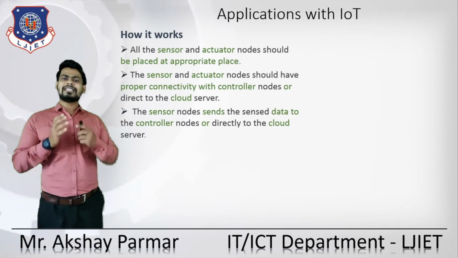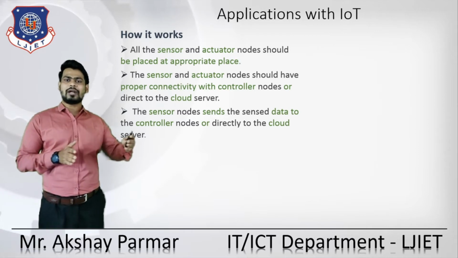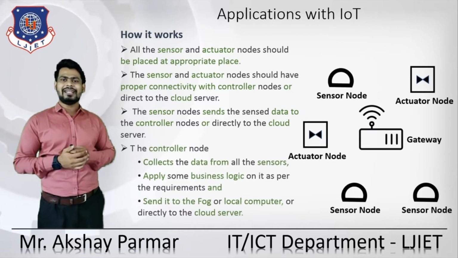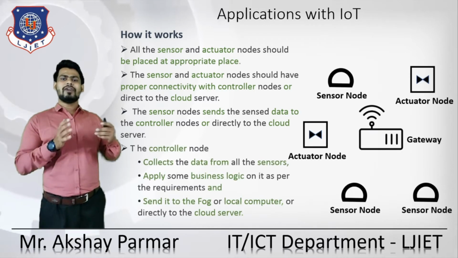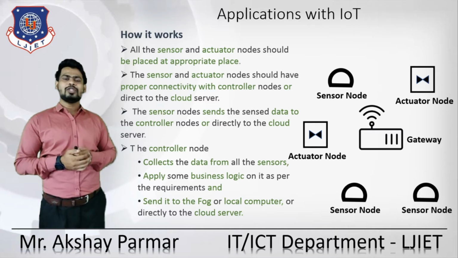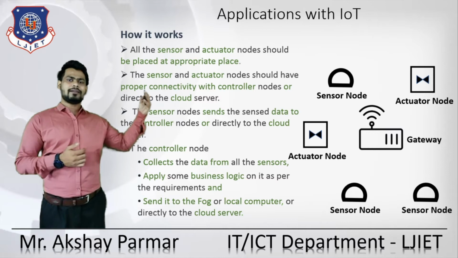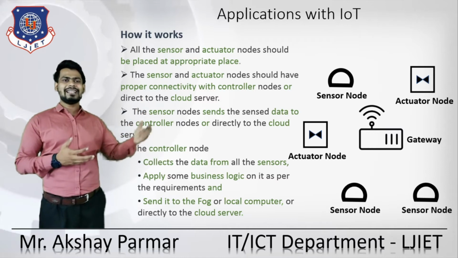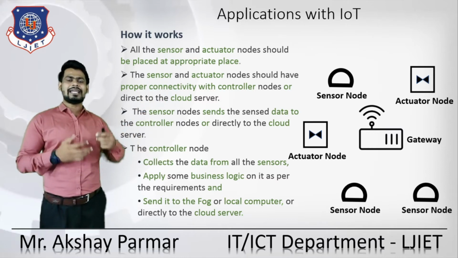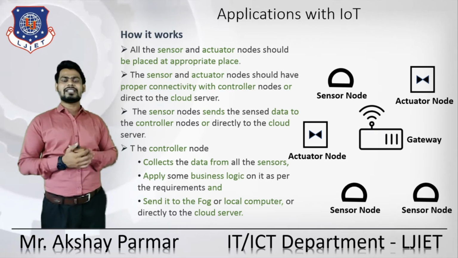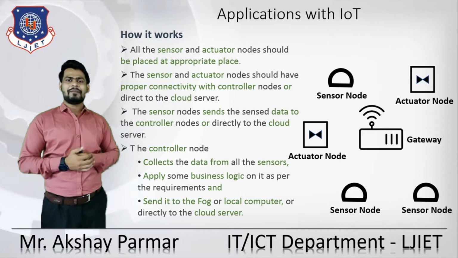After that, the sensor node sends the sensed data to the controller nodes, or directly to the cloud with the help of the internet. So what is the role of the controller node? It collects the data from the sensor. The sensor is sensing the surrounding's physical property, depending on which sensor we have used.